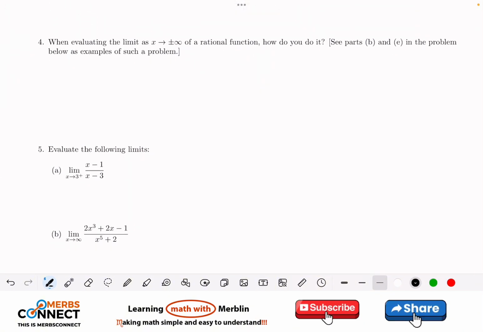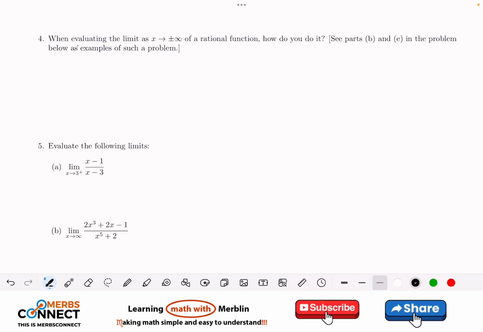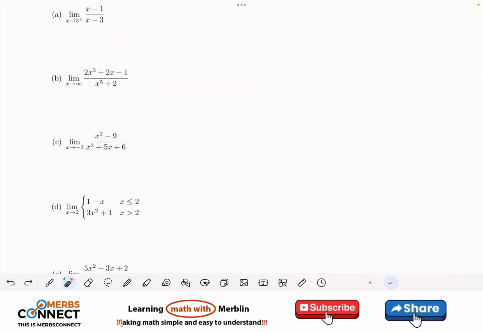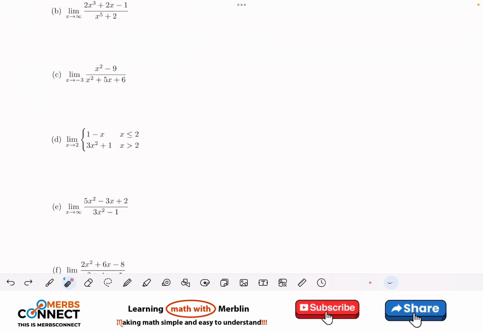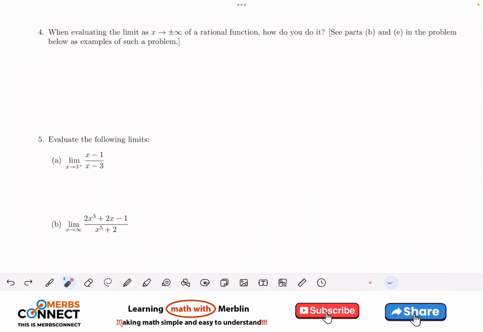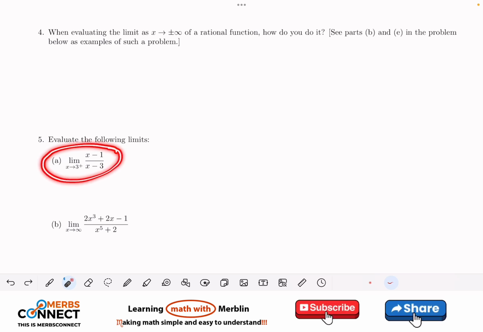Let's look at the fourth question. When evaluating the limit as x is approaching either negative infinity or positive infinity of a rational function, how do you do it, right? So I will use the b here and then the e here, as the question is requesting us to explain what this means. But for now, let's start with this.